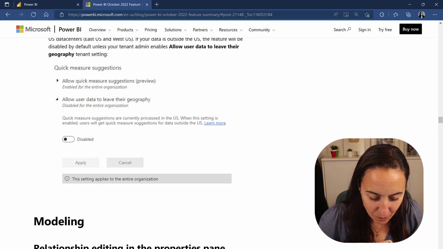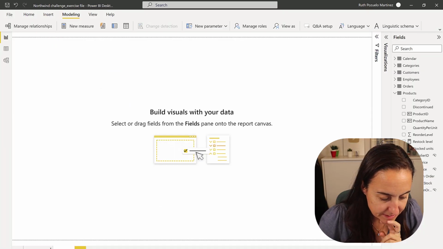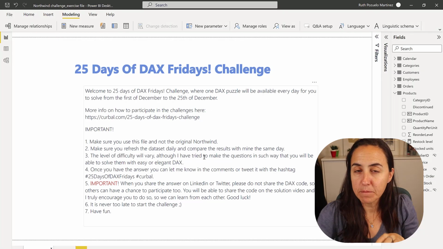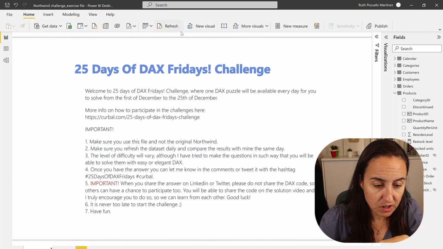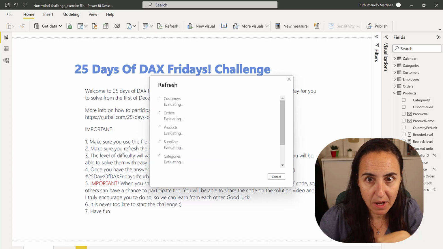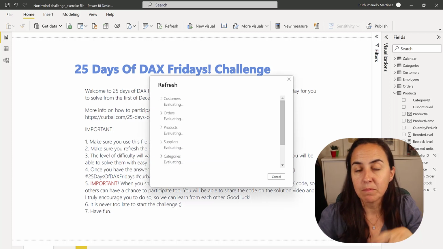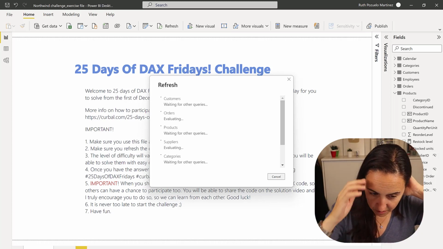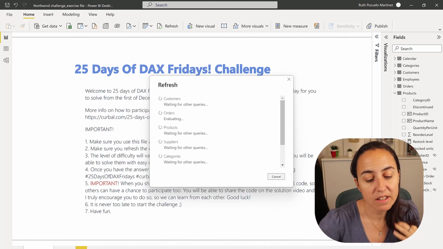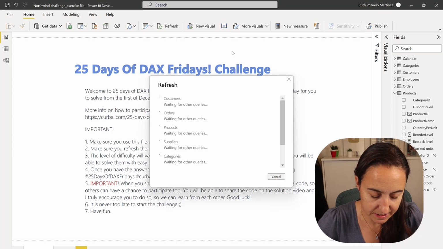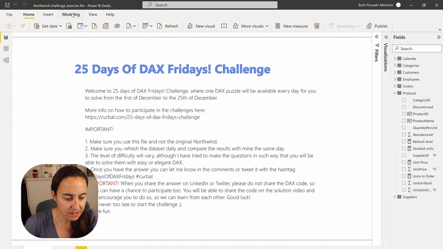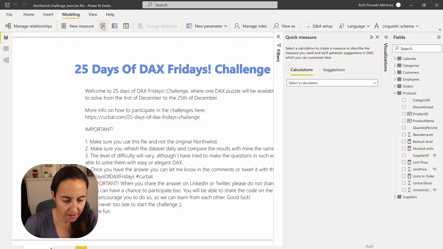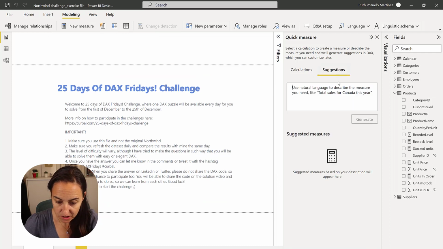Okay, so what we're going to do is, this is the file that I gave you for the 25 Days of Tax Fridays challenge. You need to refresh it. I refresh it on my end with my solution file. I have a file that contains all the questions and all the solutions. I'm going to refresh this, and then we're going to start giving it a whirl. Let's see. Okay, so now refresh. If we go to modeling, this is the quick measure suggestions.